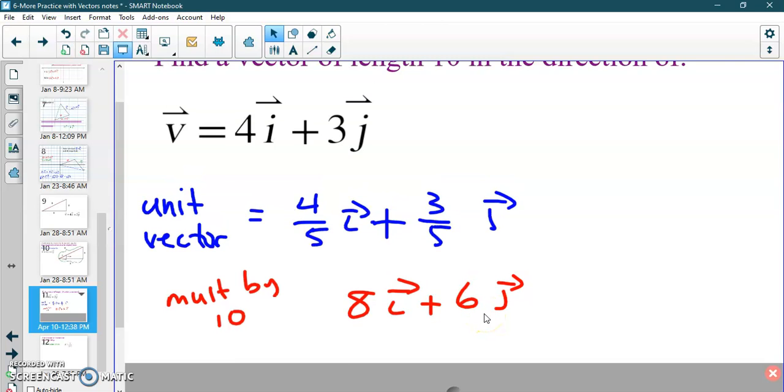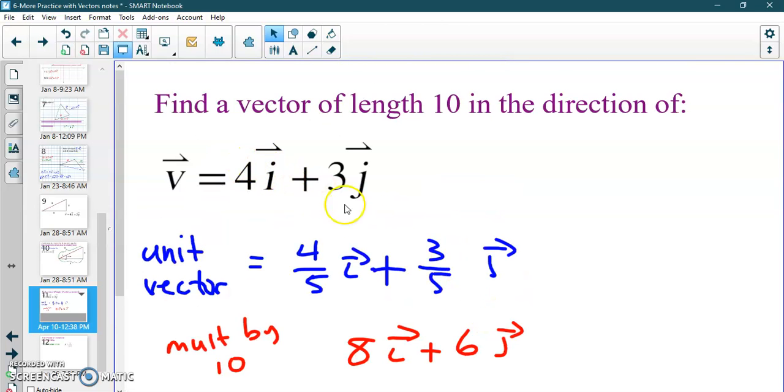We could also see in this case, because the magnitude was 5, that we just have to double that to get length 10. So we could have just recognized that and doubled the 4 and 3 to get 8 and 6, but that's not always going to be the case. A lot of times we might need to get the unit vector first and then multiply accordingly.